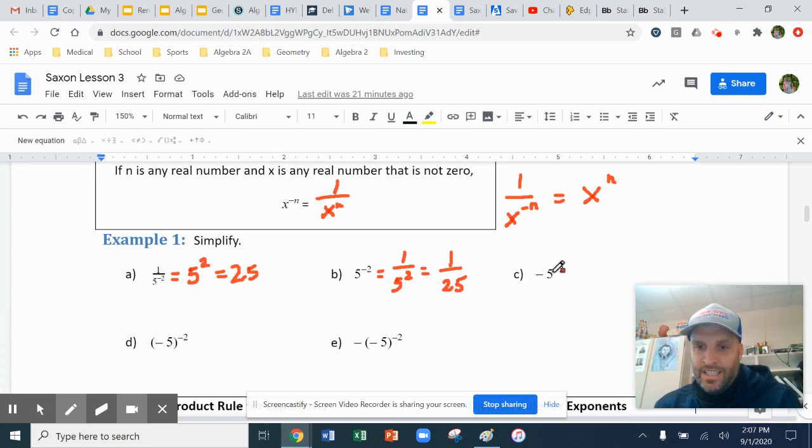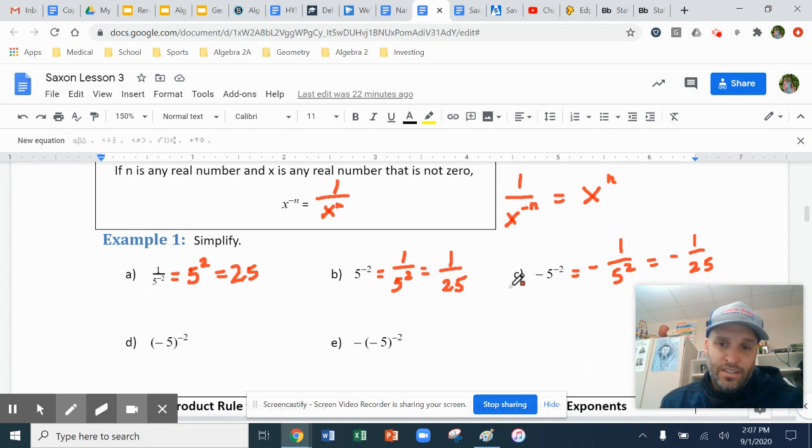Here we have a negative 5 to the negative 2 power. Since we have this minus sign out in front, that just means I'm talking about this whole power being negative, so my answer is also going to be negative. So I'm going to have a negative, and then it's going to be 1 over 5 to the second power. We've already done 5 to the second power, that's 25, so this would end up being negative 1/25. So that first step is always to rewrite it as a positive exponent.